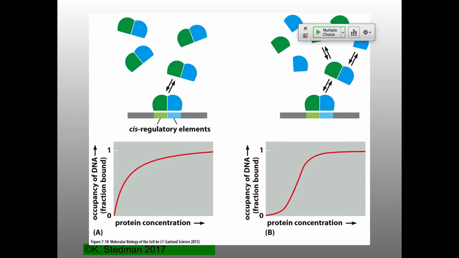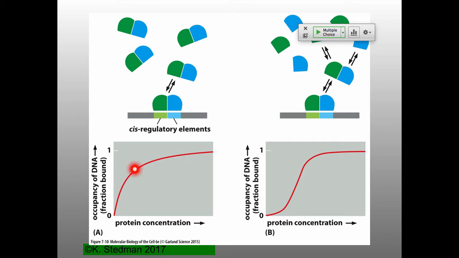If you have really strong interactions between the two proteins before they interact with DNA, basically you'll have what looks like a single protein binding to that single site. And as the concentration of that particular protein increases, say you've turned on the gene to make that protein, over a pretty wide range of protein concentrations, it will bind and then slowly get up to be mostly bound.